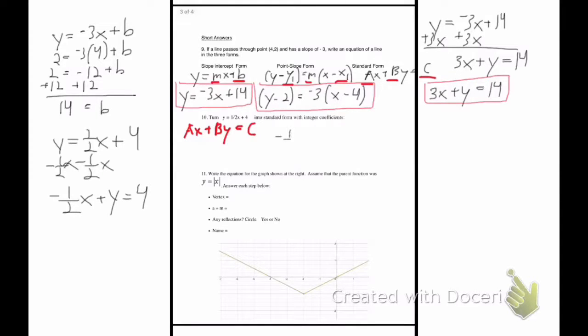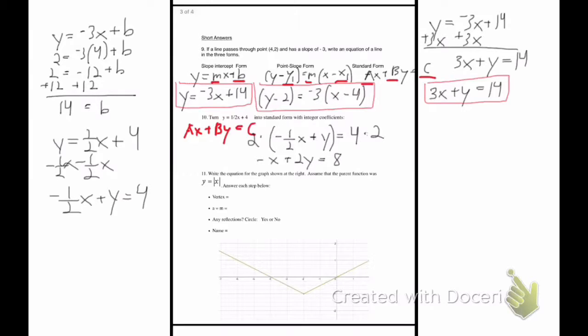Now, why aren't we done? Well, we said we wanted standard form with integer coefficients. And right now we have a rational number. The negative half is a rational number. How do we get rid of the half? Well, if we multiply the whole equation by the denominator, which is 2, and we realize that whatever we do on the left-hand side of the equal sign, we have to do on the right-hand side, we are left with negative x plus 2y equals 8.